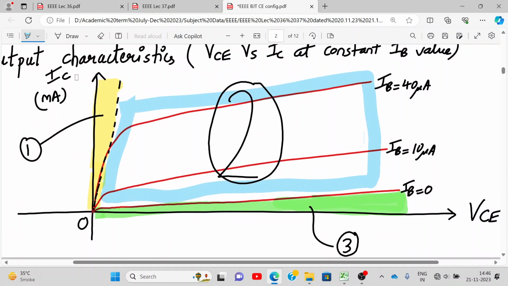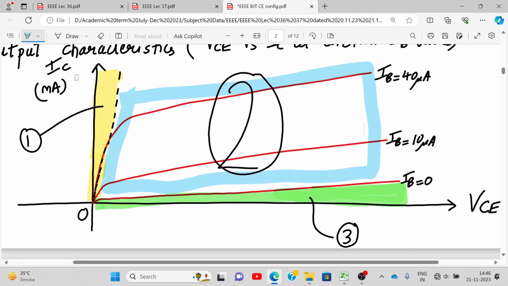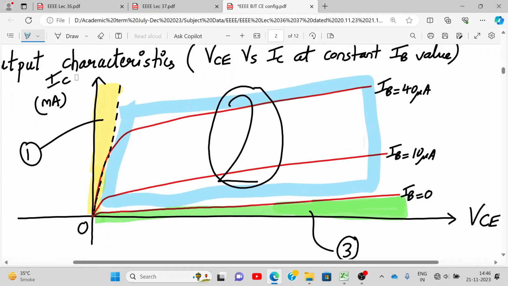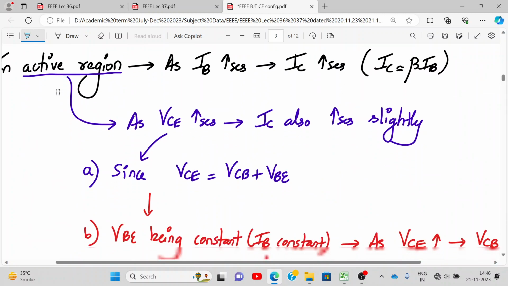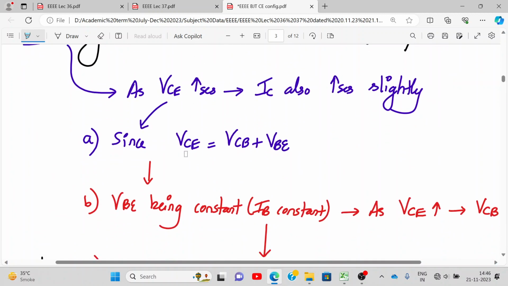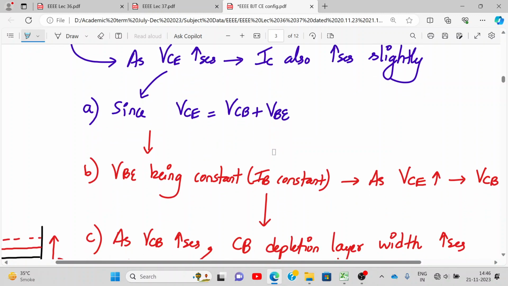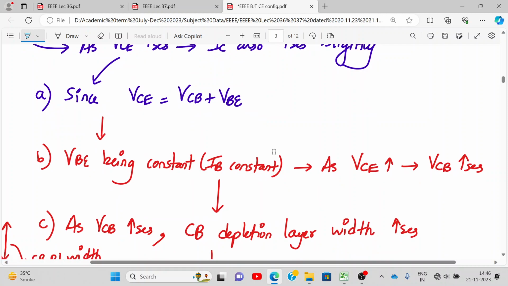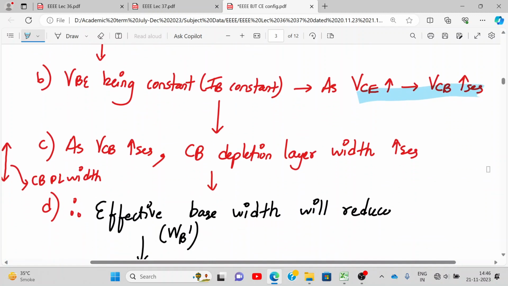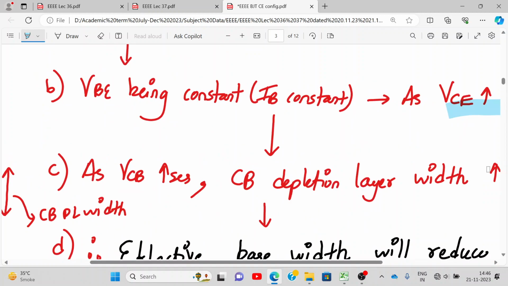So please concentrate. I'm only explaining the active region. Did you understand that if IB increases, IC will increase? Now I'm explaining how, if VC increases, IC increases slightly. So if VC increases, VC is what? VCB plus VB. We have seen this last time. VB is almost constant, let's say, IB being constant. As VC increases, VCB increases. Yes or no? Is this understood to you? Yes. Now, as VCB increases, the collector base depletion layer width increases.